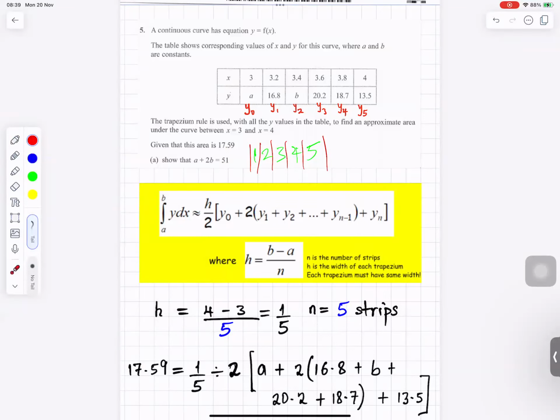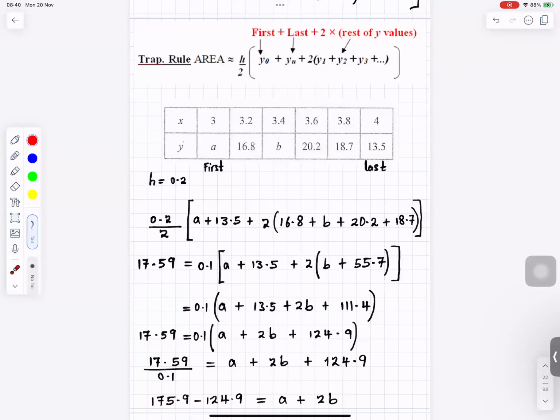So we'll go into the formula now. We put A for the first one. 13.5 is the last one. That's the first number, and then 2 times the rest: 2 times 16.8, times B, times 20, times 18. So you have to be very careful here with these numbers because you can easily make a mistake and get the wrong answer. When I mark the exams, it's usually mistakes. You have to be very careful here.